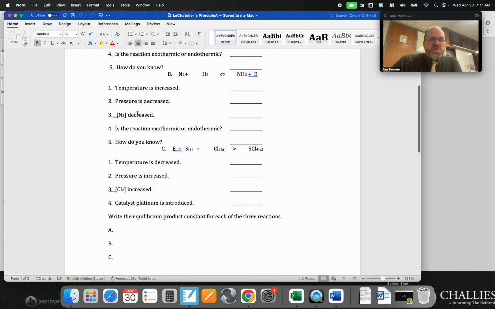Alrighty, let's get started on looking at one of these. Look at the second one here. So we're looking at the reaction. I think this is the last one. Yeah, sulfur solid plus chlorine gas gives us sulfur tetrachloride gas. So temperature decreases.